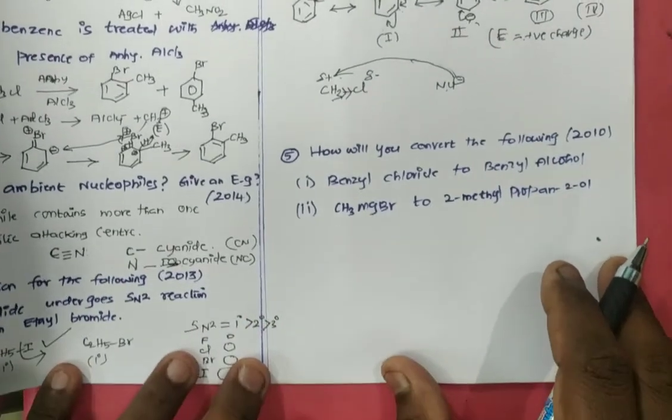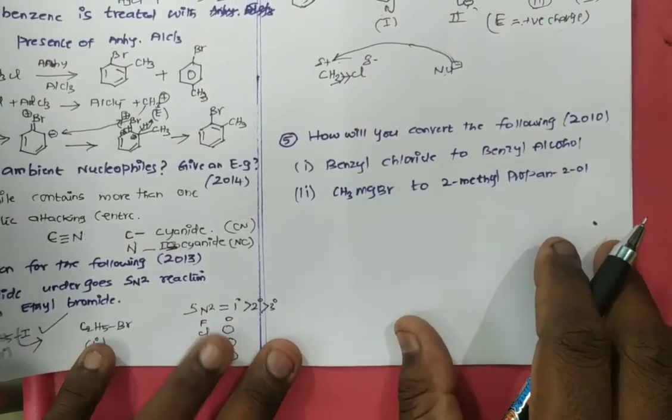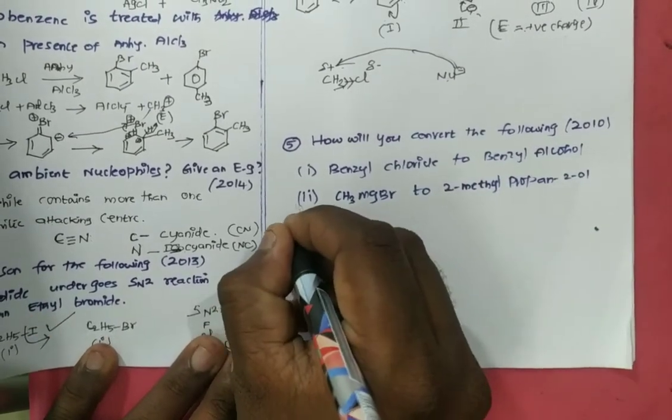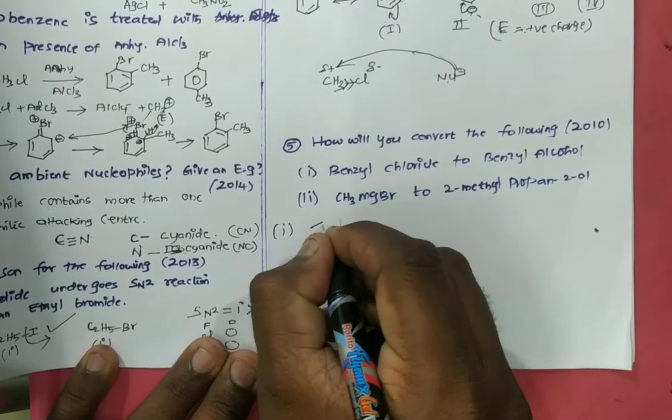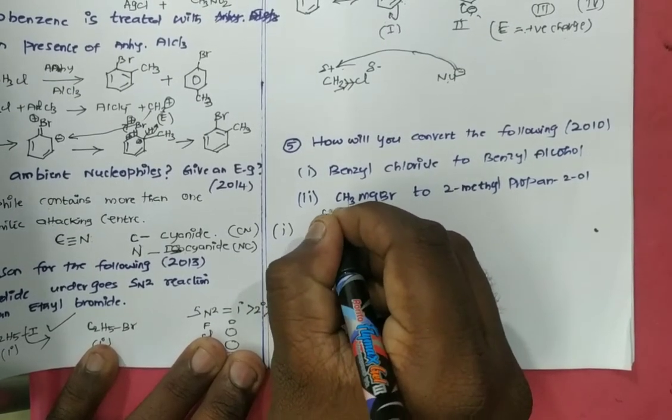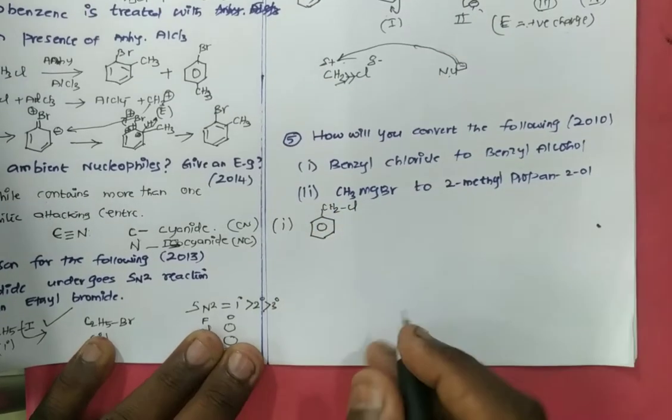Okay. And the next thing is, how will you convert the following? This was asked in the year 2010. The first one is benzyl chloride. This is the structure of benzyl chloride. I will write a benzene ring with CH2Cl. This is the benzyl chloride.